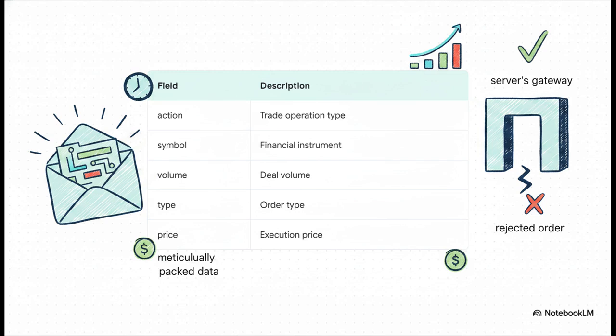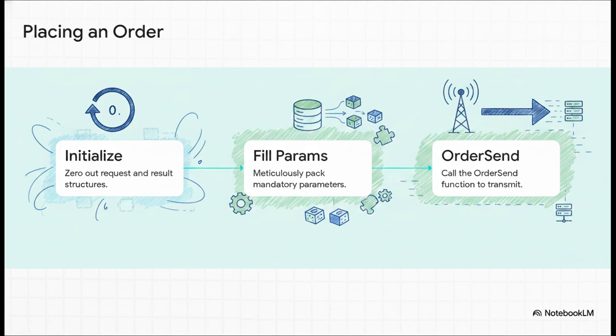If you leave out even one mandatory field or format it incorrectly, the server's gateway is going to reject your order outright. No exceptions. And this brilliantly illustrates the strict three-step code lifecycle you absolutely have to follow to place an order. Step 1. You zero out and initialize your MQL trade request and MQL trade result structures to completely avoid any memory errors. Step 2. You meticulously fill in all those mandatory parameters we just talked about. And Step 3.